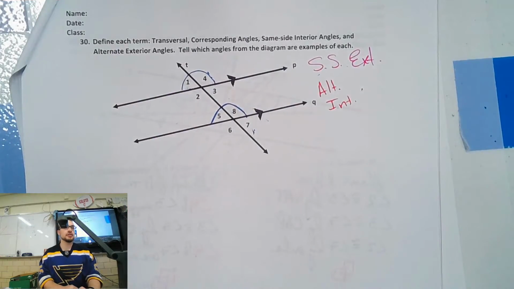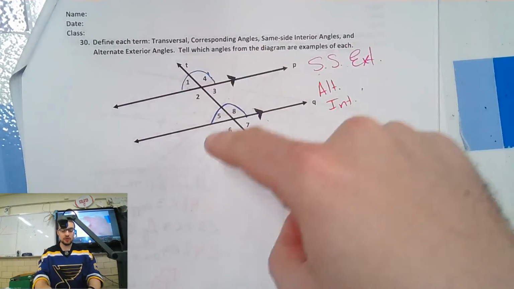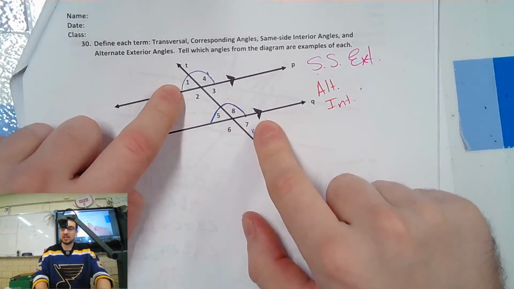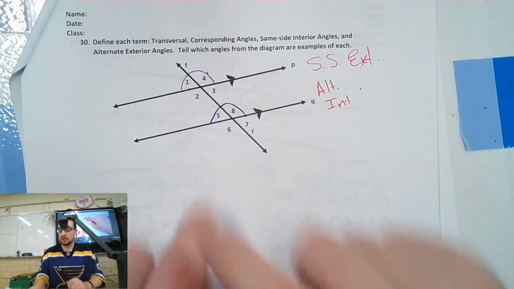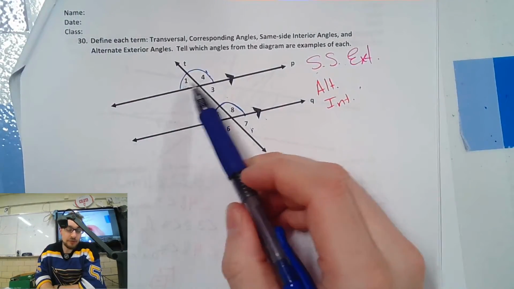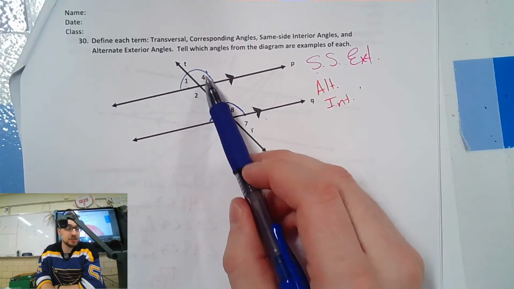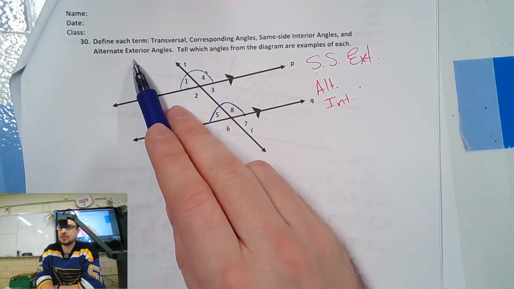Alternate exterior angles. They're angles that are on the exterior, like 1, 4, 6, and 7. Alternate means they're on opposite sides of the transversal, so 1 and 7 and 6 and 4 are examples. Now you might say, wait a minute, 1 and 4 are on the same side, and they're on opposite sides, and they're on the exterior. So why aren't they alternate exterior?